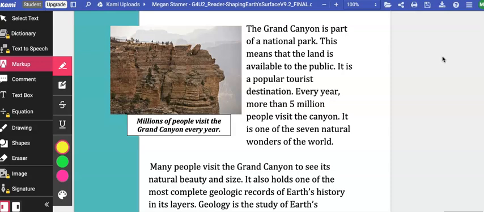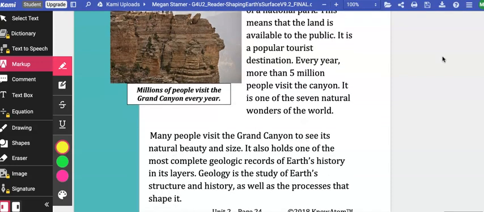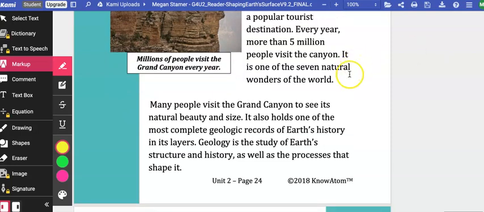This means that the land is available to the public. It is a popular tourist destination. Every year, more than 5 million people visit the canyon. It is one of the 7 natural wonders of the world. Many people visit the Grand Canyon to see its natural beauty and size. It also holds one of the most complete geologic records of Earth's history in its layers. Geology is the study of Earth's structure and history, as well as the processes that shape it.